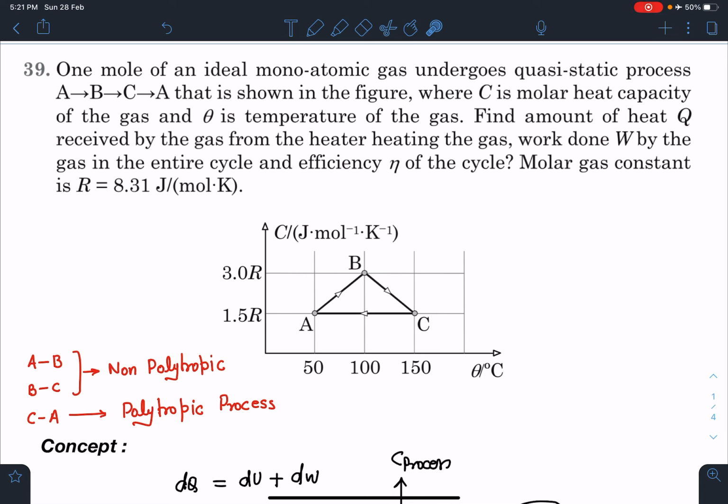So this graph is given. You can see here it's a triangle, and the values are given here as well. So for the C process, you can see AB process is changing linearly, and similarly B to C also is changing linearly with negative slope. So these two processes cannot be polytropic processes. They are non-polytropic processes because C is not constant here. Whereas process C to A, where temperature is decreasing, you can say this process is going to be a polytropic process.